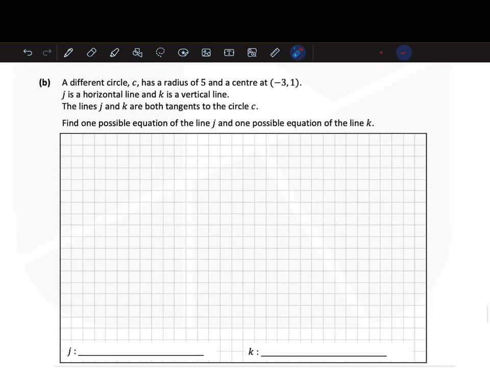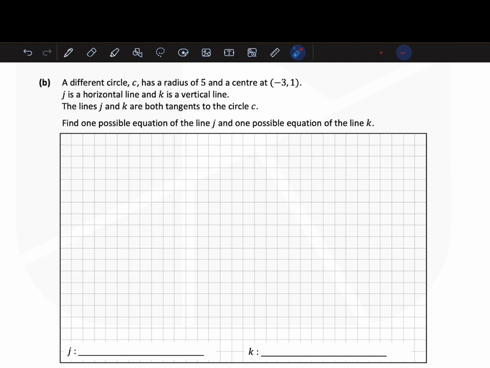Finally, it says, a different circle, C, has a radius of 5 and a center at (−3, 1). J is a horizontal line and K is a vertical line. The lines J and K are both tangents to the circle C. Find one possible equation of the line J and one possible equation of the line K.